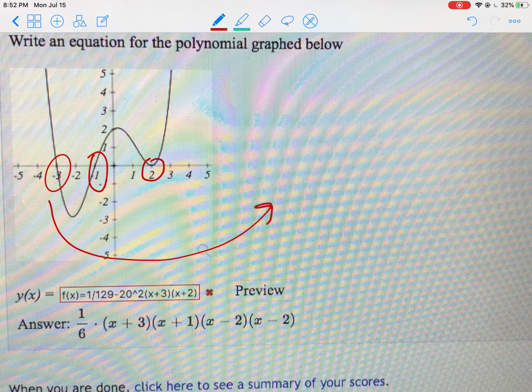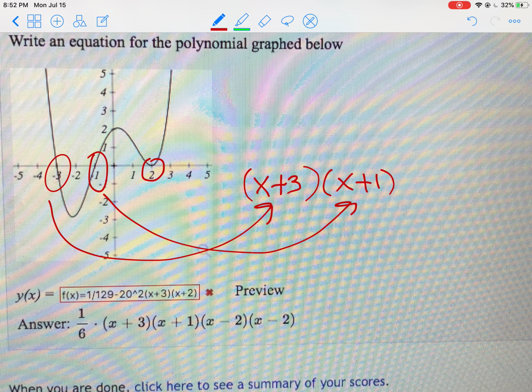So looking at x equals -3, that gives us the factor x plus 3. Looking at x equals -1, that gives us the factor x plus 1. And then looking at x equals 2, it gives us the factor x minus 2. But because it just touches and goes back up, it's squared. All right, so that's the beginning of it.